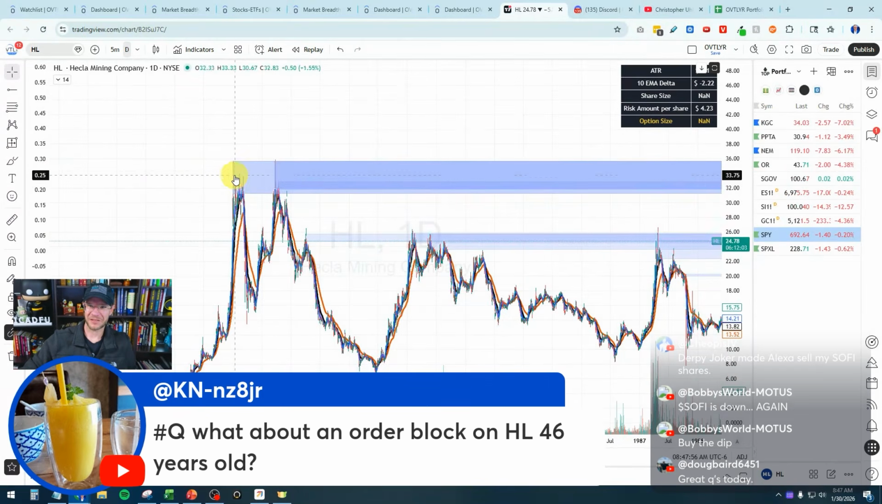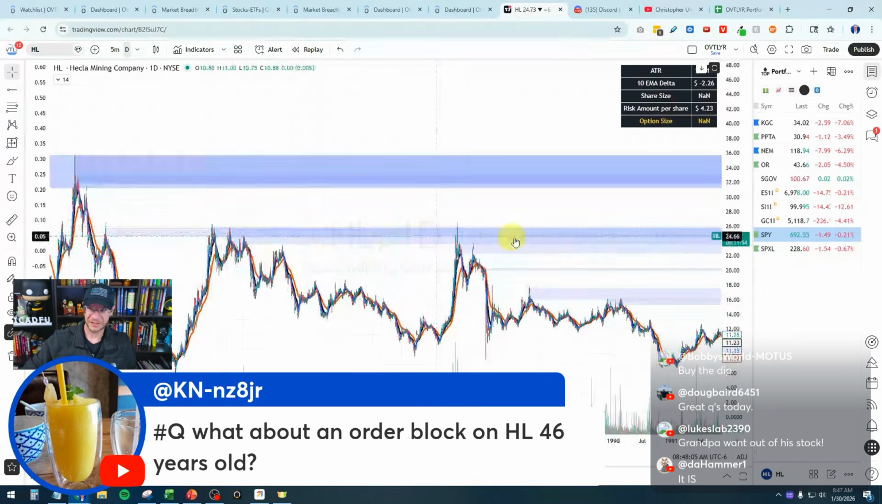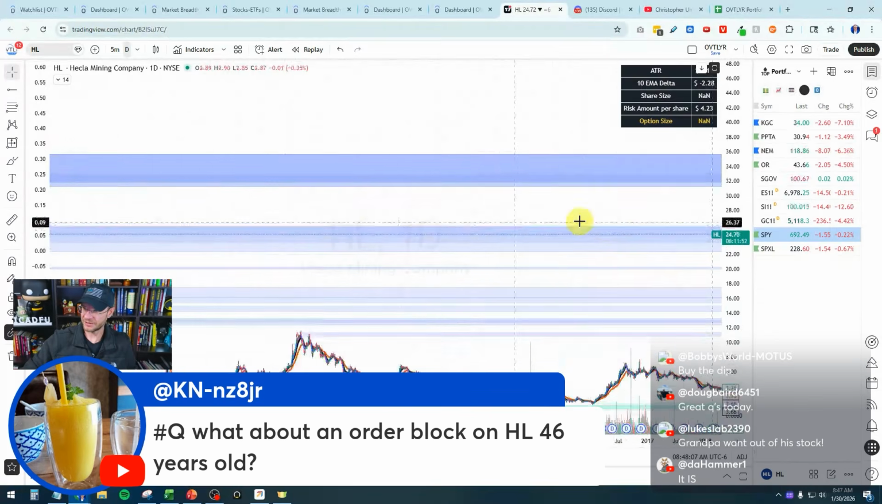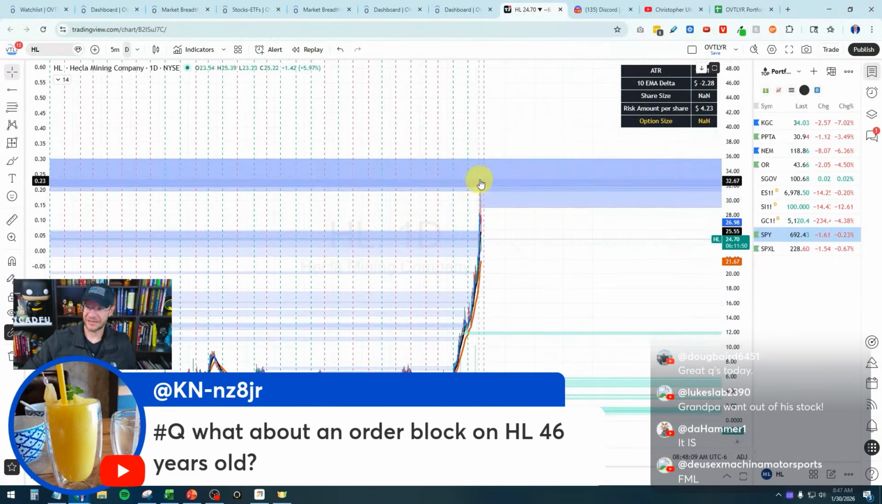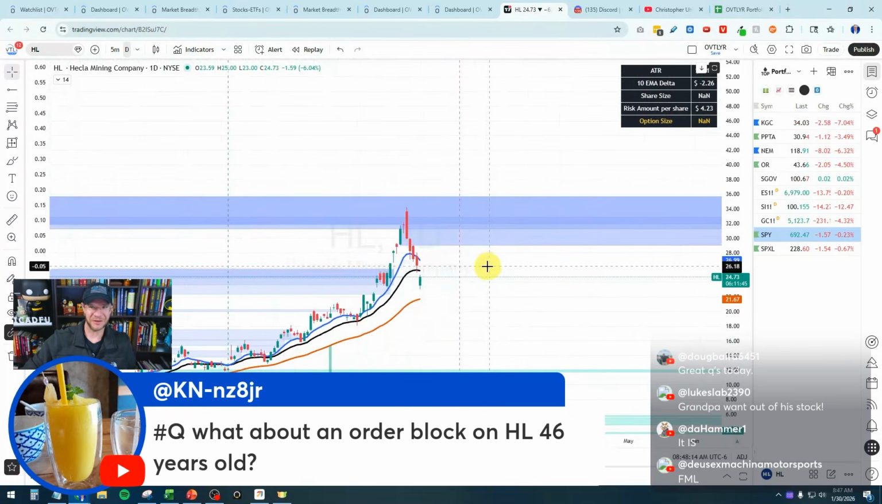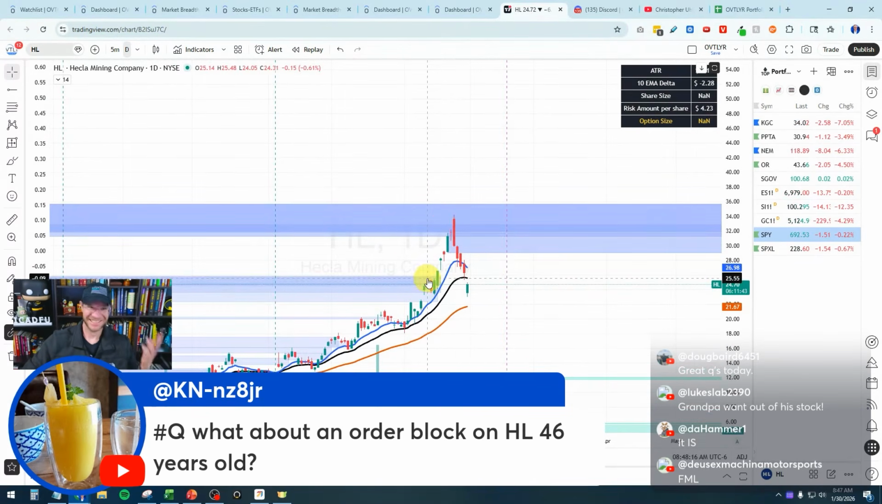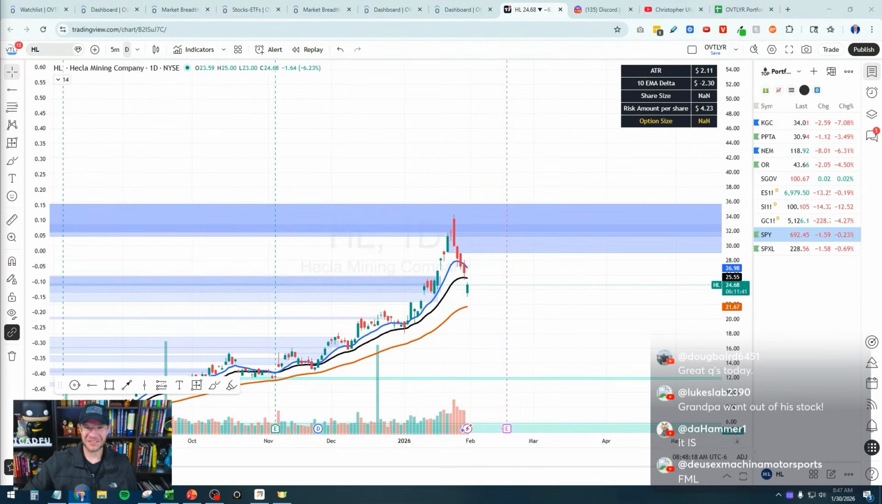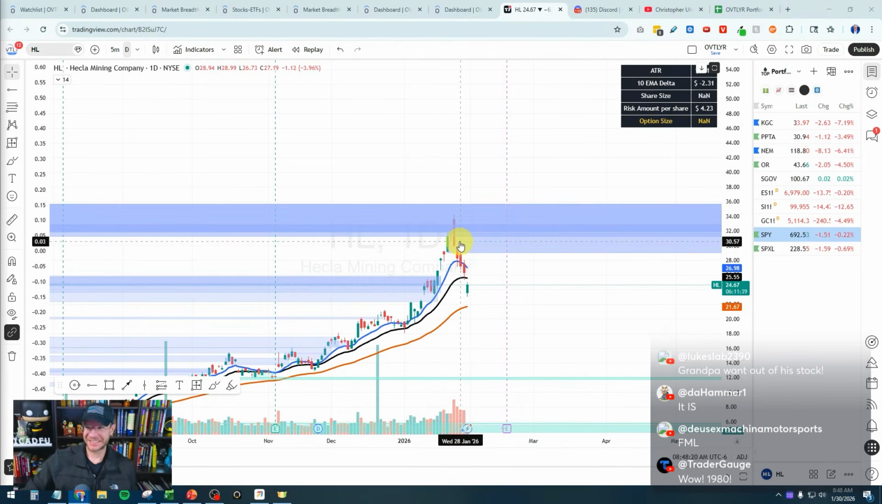Tell me order blocks don't work, by the way. Right here, before order blocks were even a thing, right exactly there, it got monkey hammered. And again, 2 more times. And now we're coming right back in that area. Tell me order blocks don't work. Even 46-year-old order blocks. It just coincidentally was at that exact same spot. There's absolutely no way.